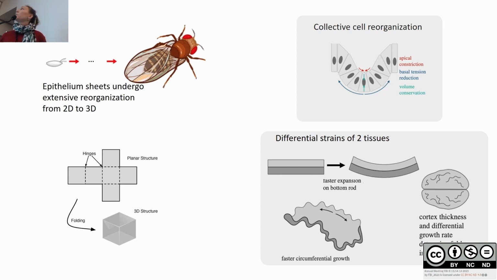To fold, a tissue can undergo collective cell reorganization and undergo apical constriction on some cells of the tissue. This has been extensively studied, but you can also have different mechanisms, such as differential strains between two tissues. If you have two tissues that are linked to each other and one is growing faster than the other, then it's going to create folding. And this is what is happening in the gut, for example.